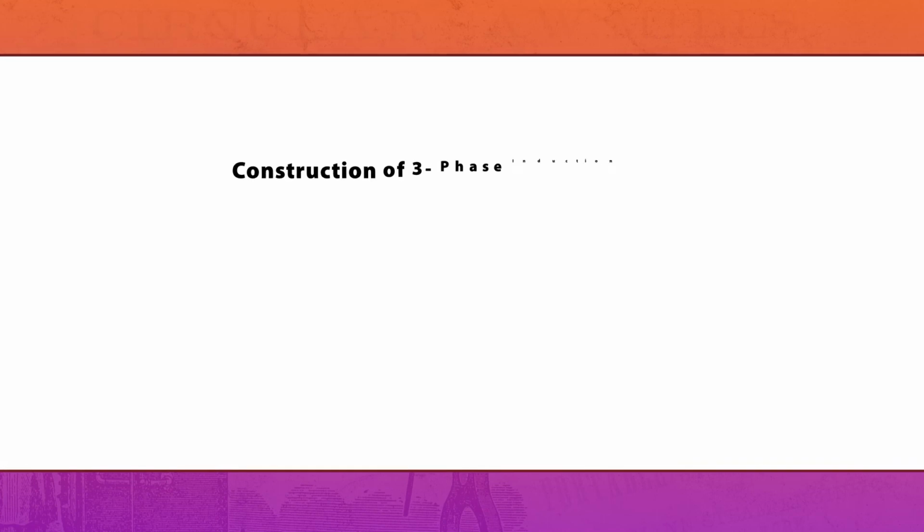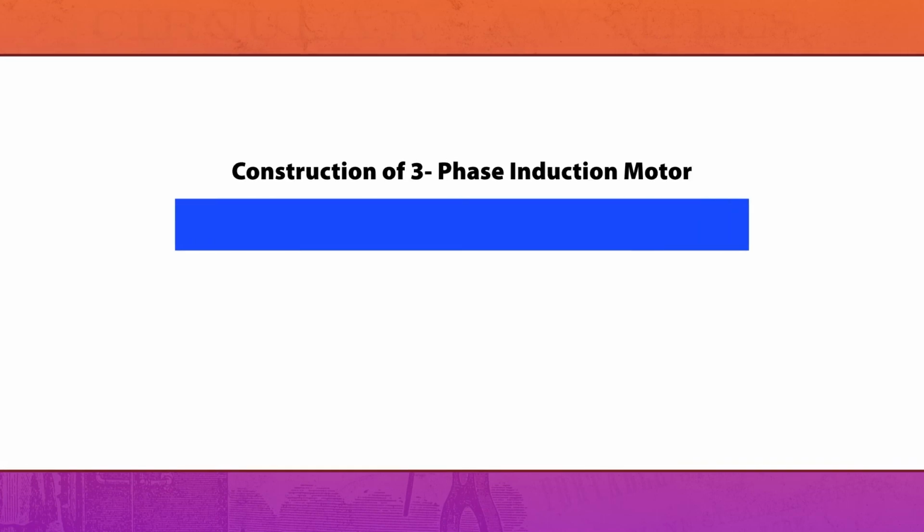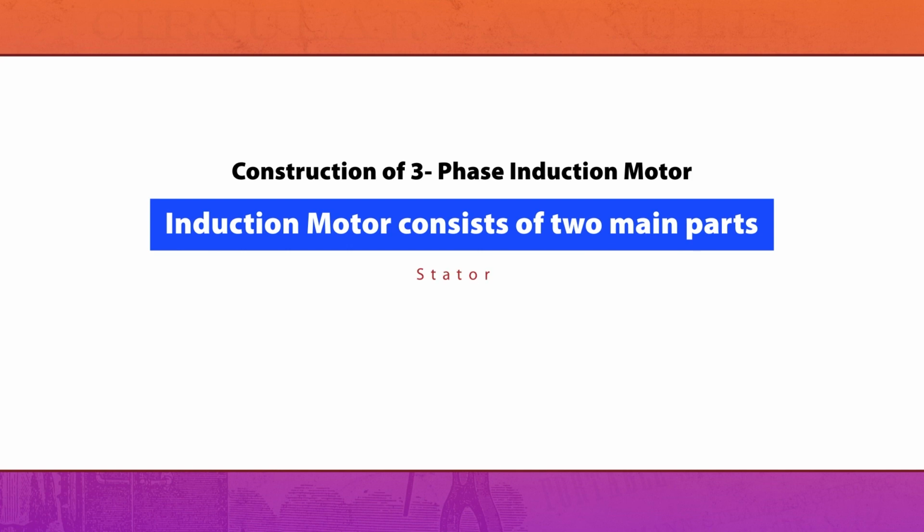The stator windings are connected to the three-phase supply, and so there are two main parts of a three-phase induction motor. One is stator and the other is the rotor. Stator is a stationary part and the rotor is a rotating part.